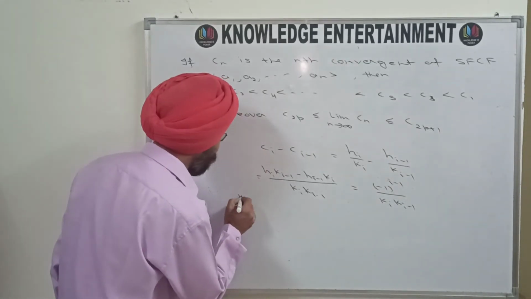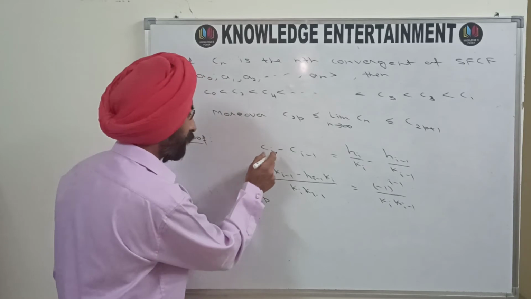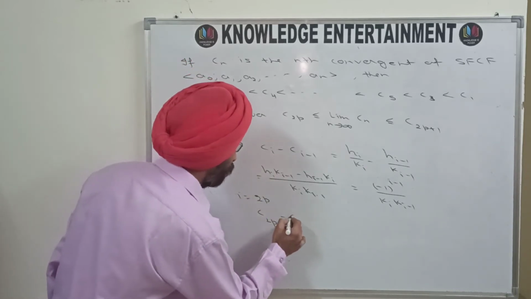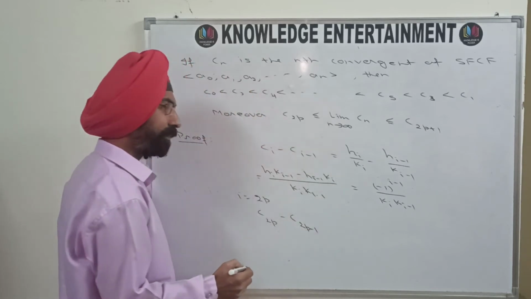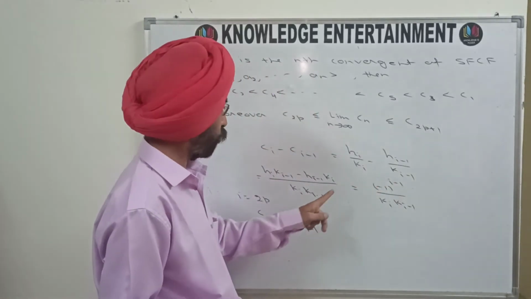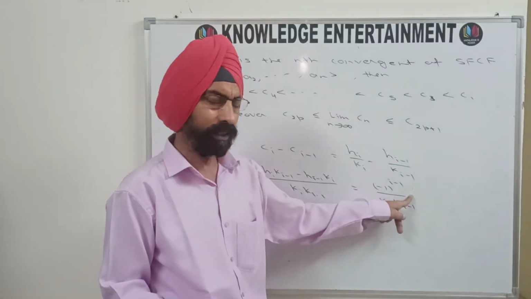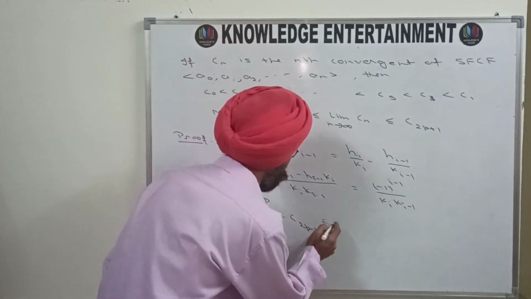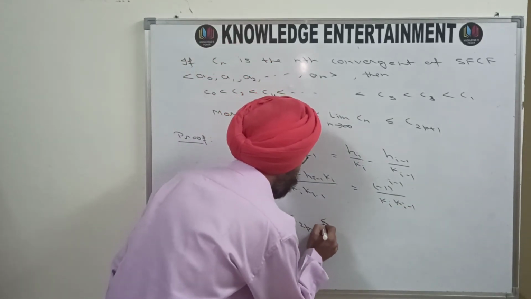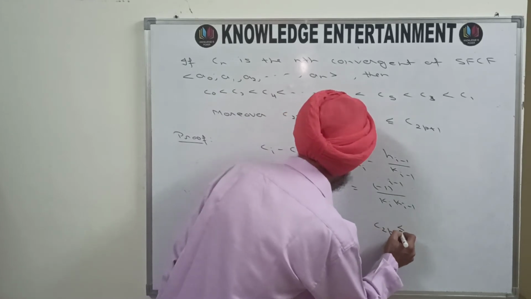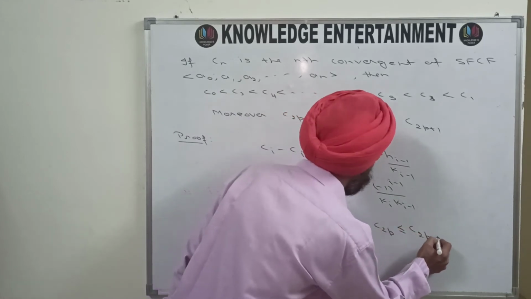So taking i equal to 2p, here you will get C2p minus C2p minus 1 is equal to... here you are taking i to be equal to 2p. So 2p minus 1 is odd. Minus 1 raised to the power odd is negative. Negative divided by positive is negative. So this quantity is going to be less than or equal to 0. So that means C2p is less than or equal to C2p minus 1.